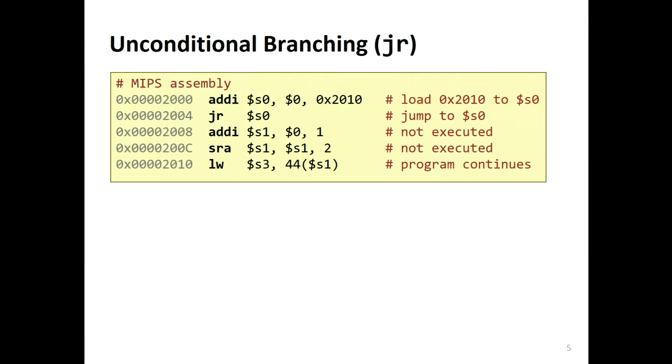Now, with JR, jump to register, the place where you want to jump to is stored in a register. So it could be different depending on how the program takes its inputs and processes its data. Jump to register here will jump to whatever value is stored in S0. In the first line, we already loaded S0 with the hexadecimal number 2010, so it's going to jump all the way over there. The add immediate and shift right arithmetic instructions will not be executed.